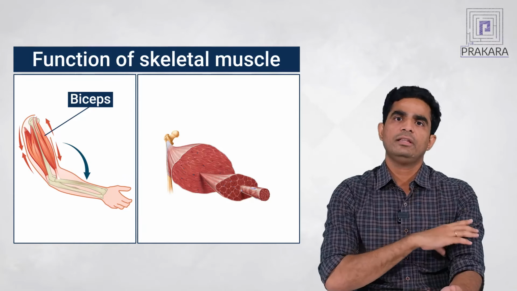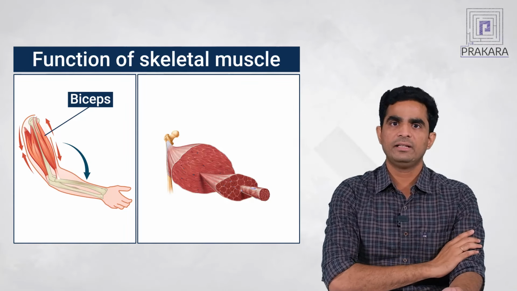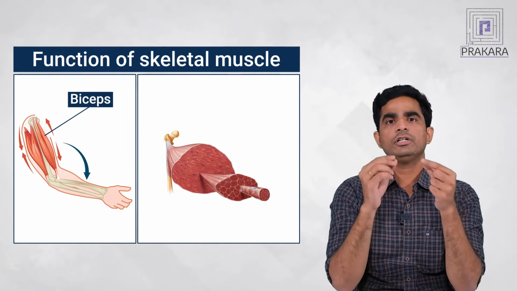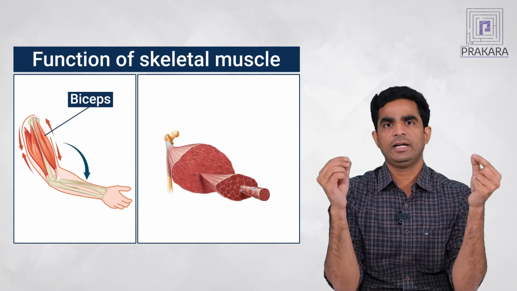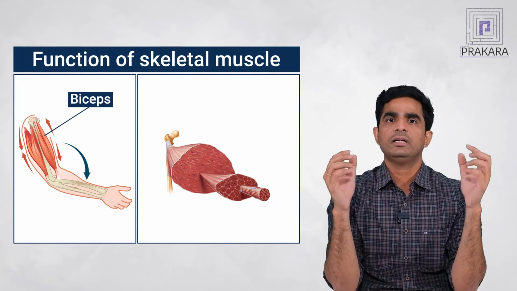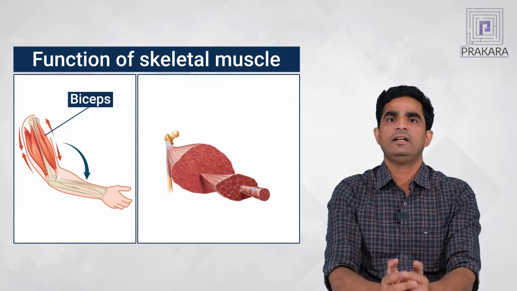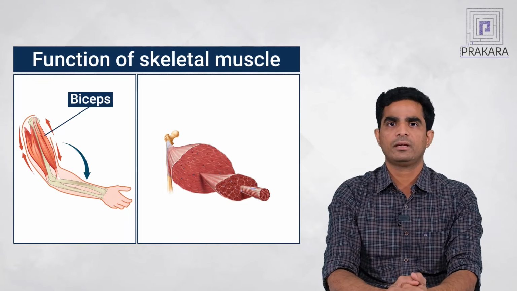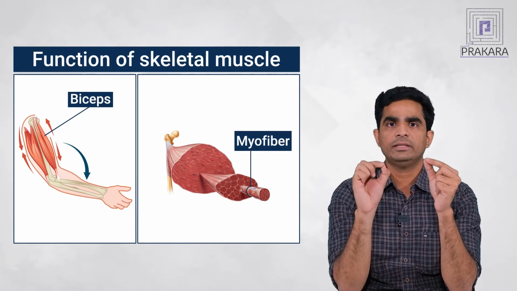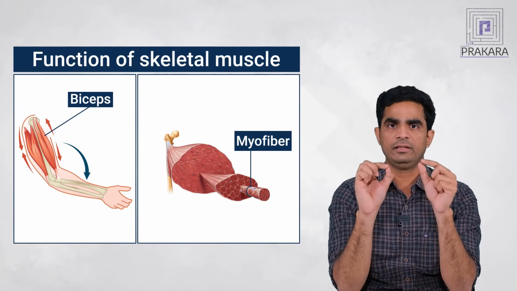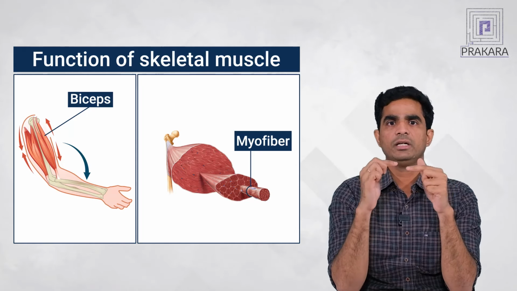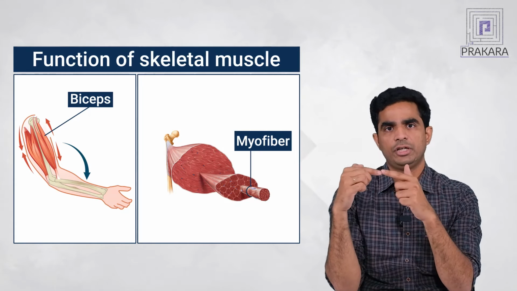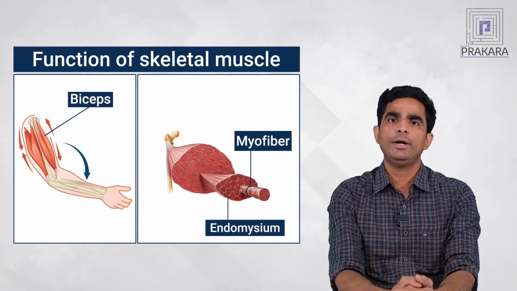Similar to this, there are many cells which comprise the biceps muscle, and because all the muscle cells are elongated and called fibers, the muscle ultimately gets its shape. So the myofibers, that means the cells of the muscle, each myofiber is surrounded by a connective tissue layer called endomysium.